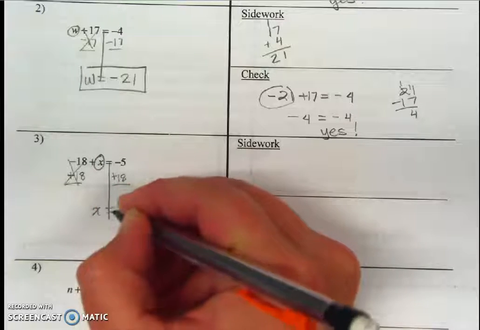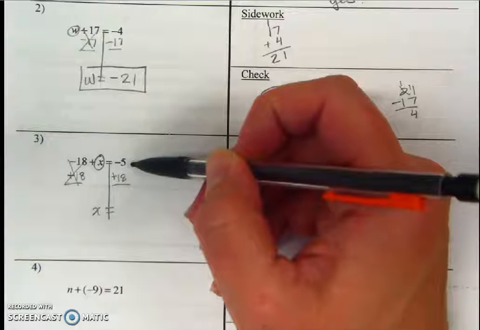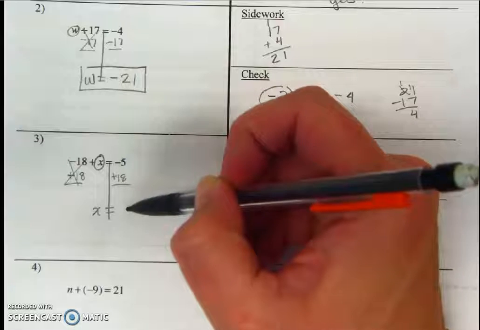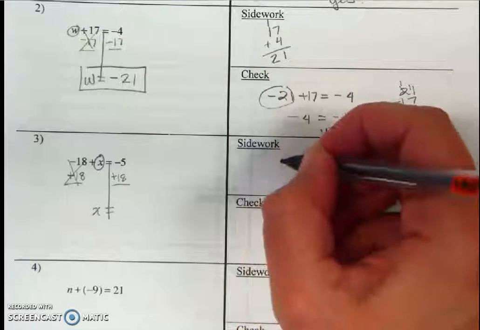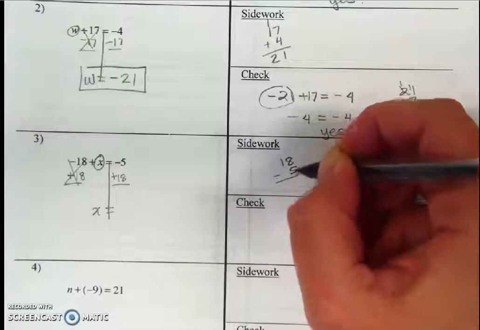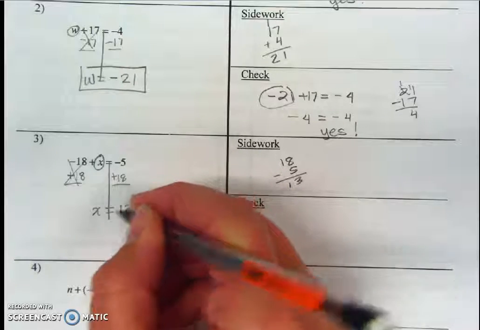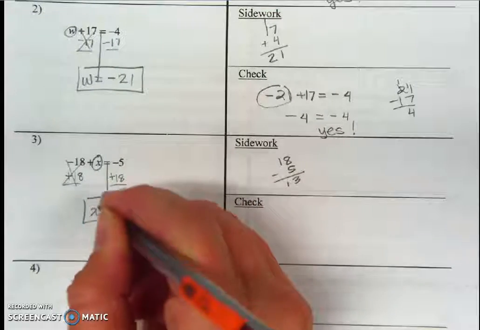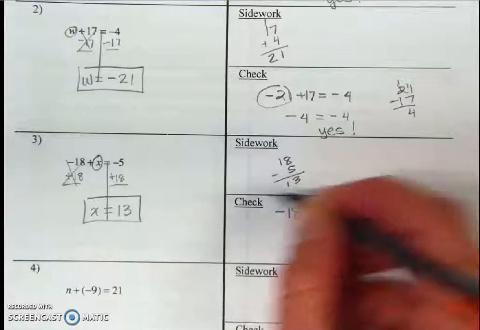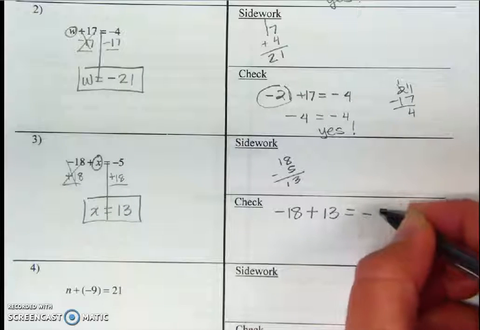and I just am left with x equals, and then we check to see what we have. I have some positives and some negatives. I have more positives than negatives, so I know my answer will be positive. And to find out how many more, we subtract. 18, take away 5. 8 minus 5 is 3, bring down the 1, and so I see I would have positive 13. All right, let's check. Let's make sure we're right. That means -18 plus, we're saying x is 13, should equal -5.